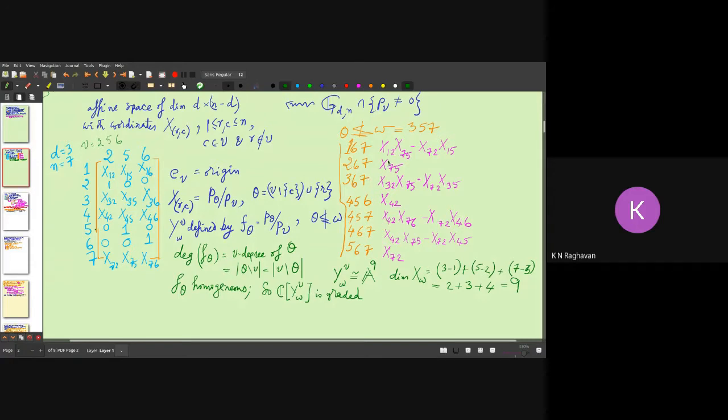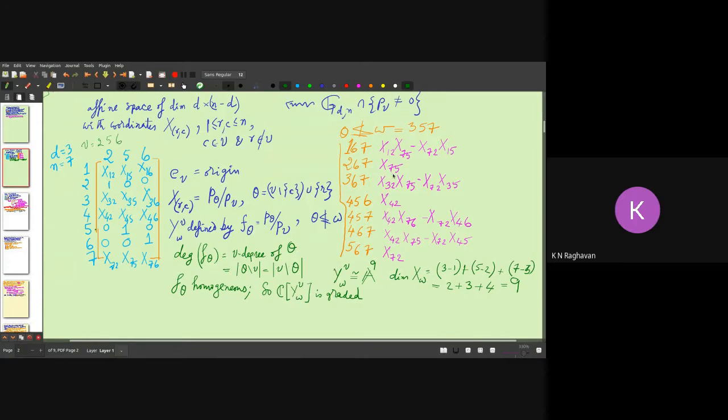So what I observe is that each of these F theta is going to be a determinant. And what will be its degree? Its degree will be given by how much theta differs from V. So that I call the V degree of theta, and that is the same as this set minus: you take those elements of theta that are not in V and count how many there are, or what amounts to the same, you look at those elements of V which are not in theta and count their cardinality. Okay, F theta are homogeneous. And so this thing we are looking at is graded, because the F theta turn out to be homogeneous in our case.